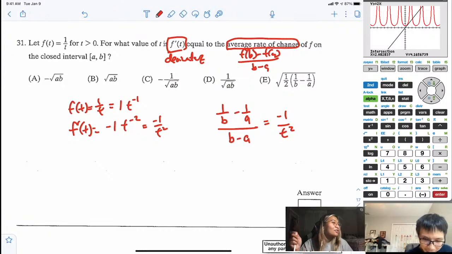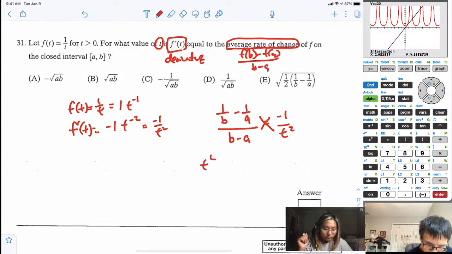Okay, so now, do you guys see this part here? 1 over b minus 1 over a, over b minus a, equal to negative 1 over t squared? What we're going to do is solve for t, because they say find t. So I'm going to show you how to do this. I'm going to cross multiply. This is the SAT skill.